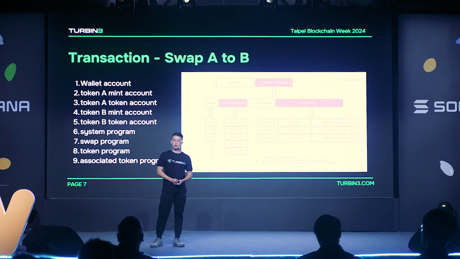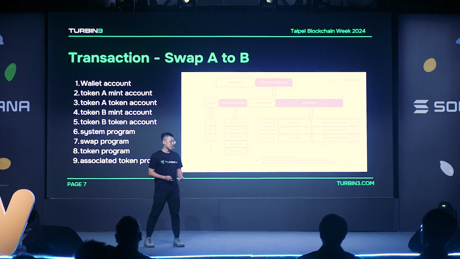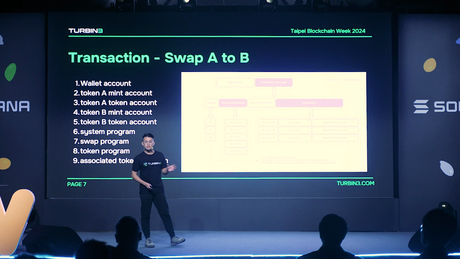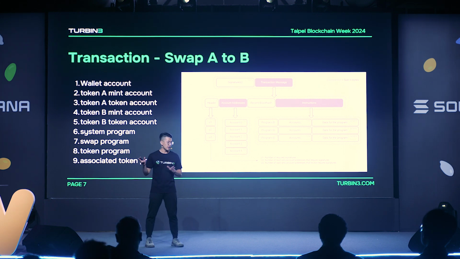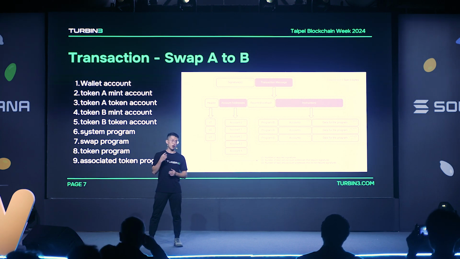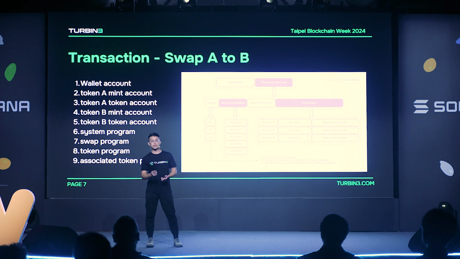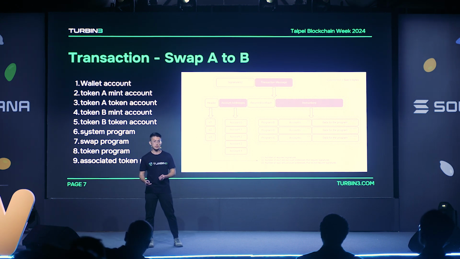Okay, so what does a transaction look like on Solana? Basically, it has 2 parts. One part is the signature, and the second part is the transaction message. The signature part is where you authorize this transaction. Everyone has their own private key, and you need to sign to approve your transaction message.